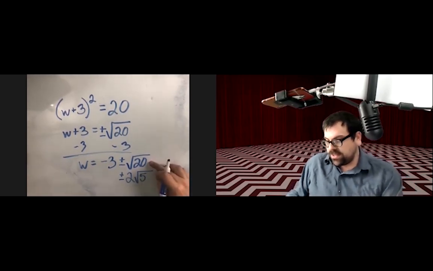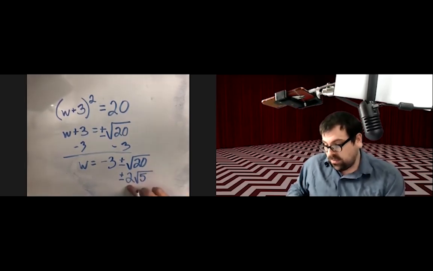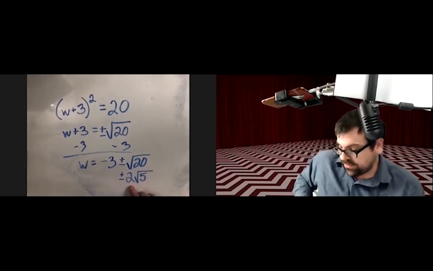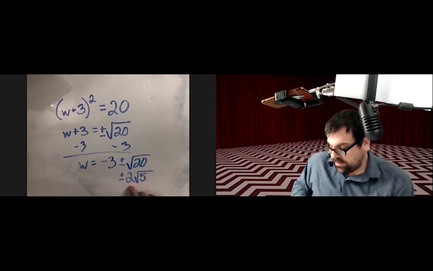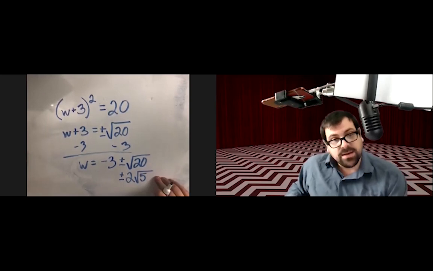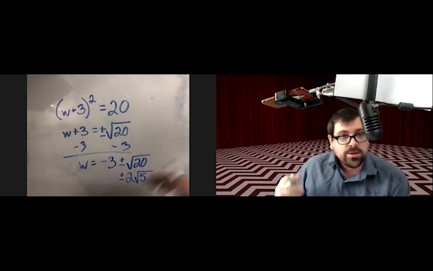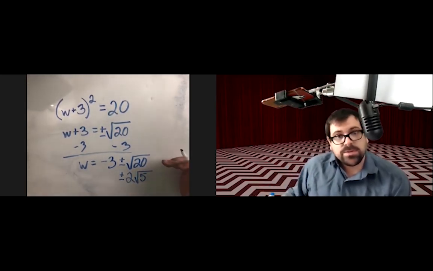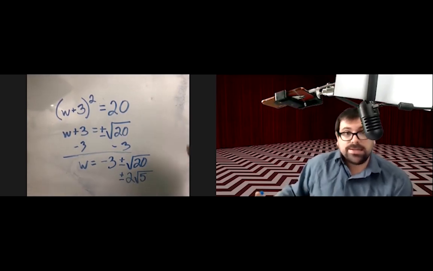So 20 is 4 times 5. Radical 20 would be radical 4 times radical 5, and radical 4 is 2. So I'm going to start doing simplifications like this without showing every step. We got to start doing more things in the problem so we can show less steps, because we got a lot of steps to do.